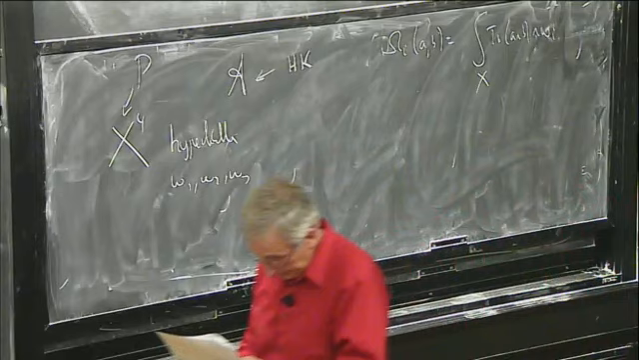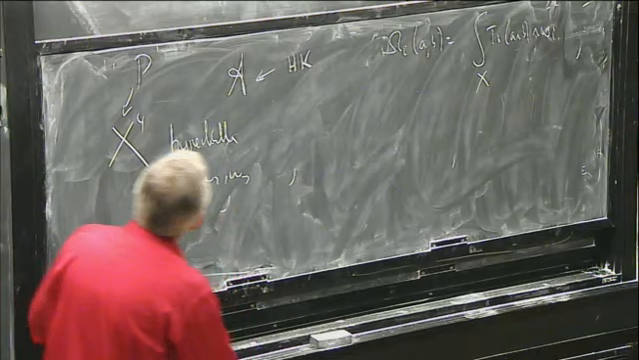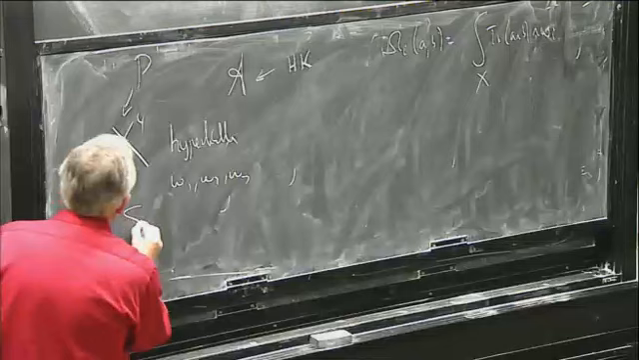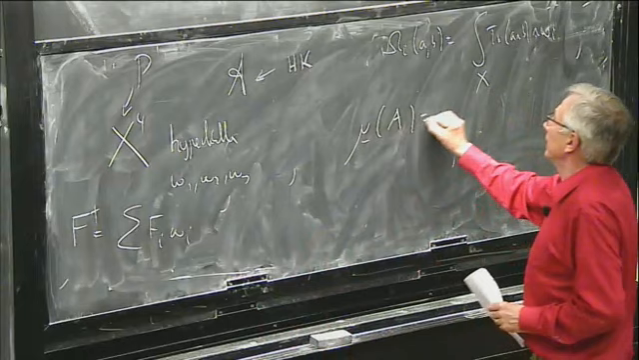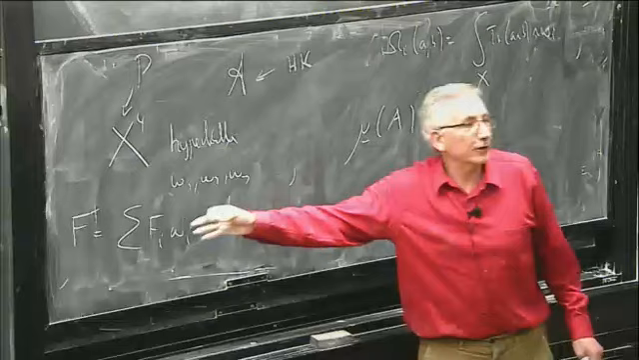And what is the hyperkähler moment map? These things form a basis for the self-dual forms. So we can write F plus as the sum of F_i omega_I in terms of these components of the connection. And then mu, the hyperkähler moment map of A, is just F plus of A. It has these three components, which give the three individual moment maps. But this is all very well known.